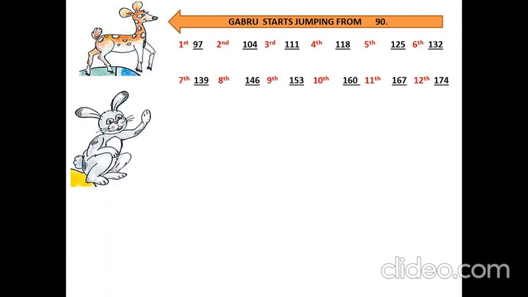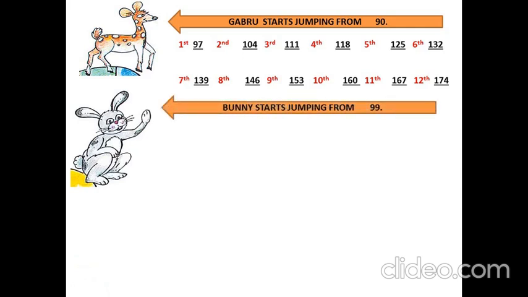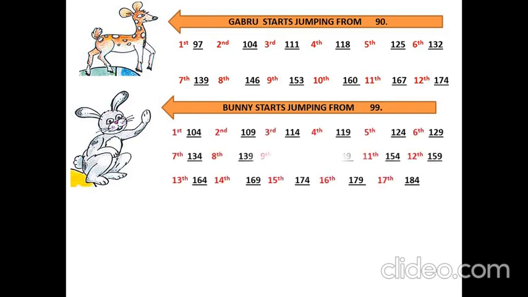Bunny the rabbit starts jumping from 99. It jumps every 5th box. So 99 plus 5. In its first jump, it will reach 104. In the second jump, 104 plus 5, 109. In its third jump, 109 plus 5, 114, and so on.